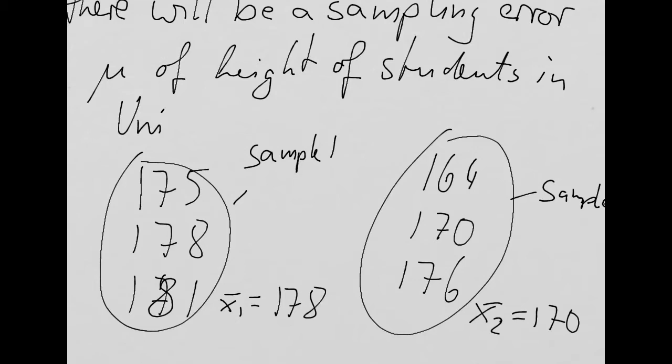Which basically means there is an inherent error in it. There's nothing I can do about it. In one case, I get 178 centimeters, and the other one, I get 170 centimeters. Both are correct, per se, but they're different. But then this carries the question, how different is different? Are they statistically significantly different, or are they just simply due to sampling error?